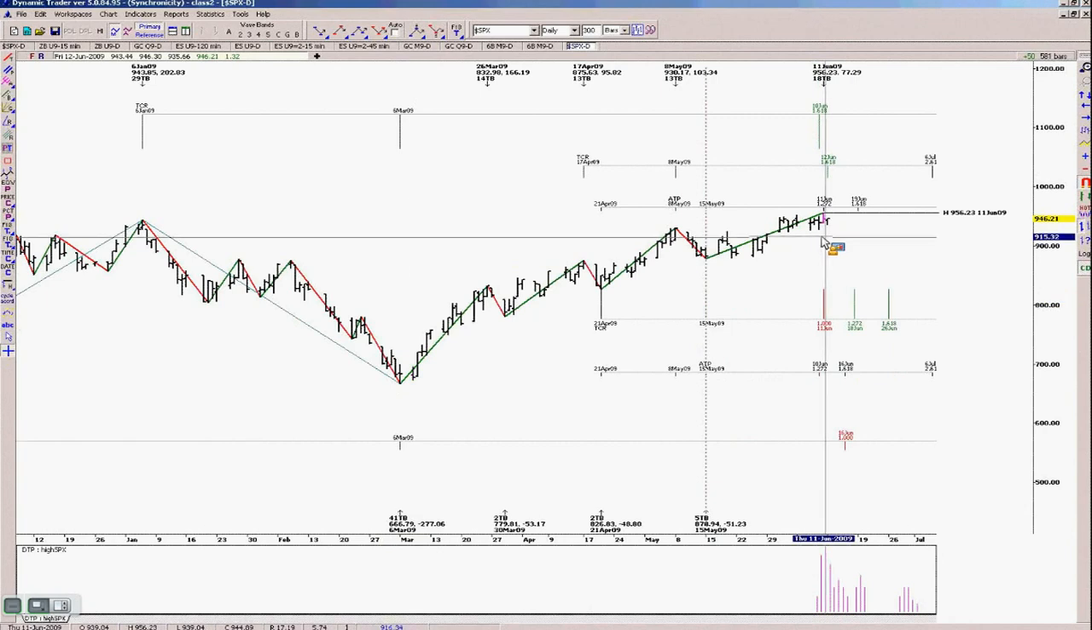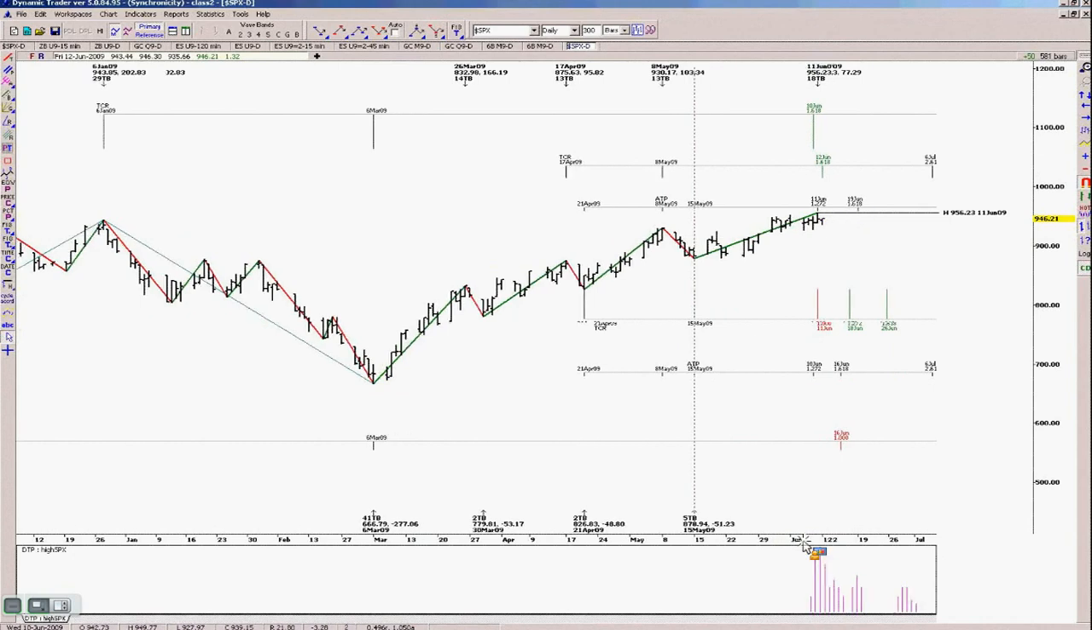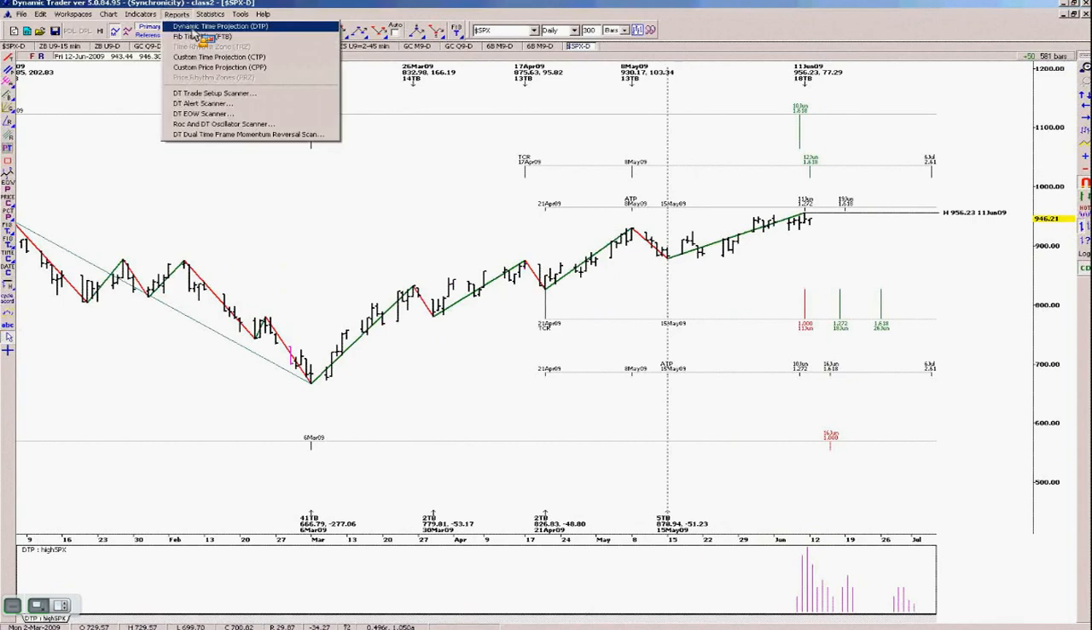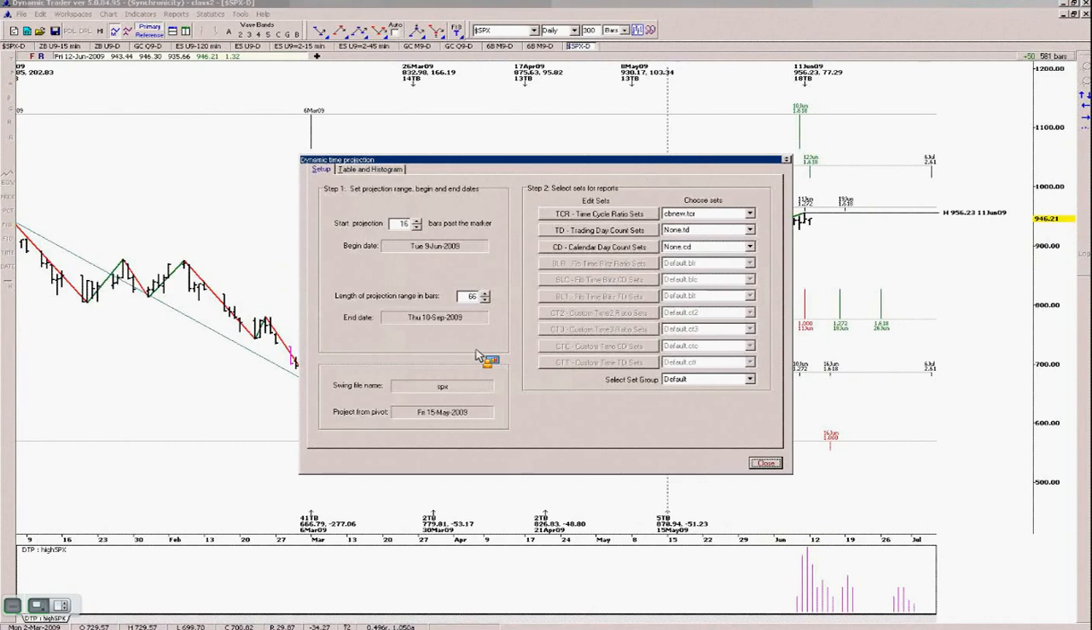So this shows where the timing cycles came in. Now, if we surpass this next high, or this last high made on June 11th, you will run the timing projections again. Oh, okay. Let me show you what I did here. Okay, because I guess some of you do have Dynamic Trader.